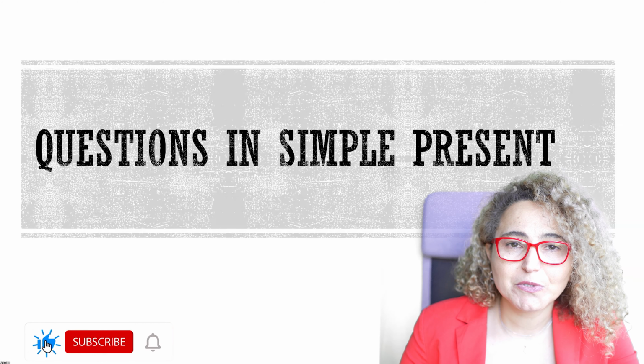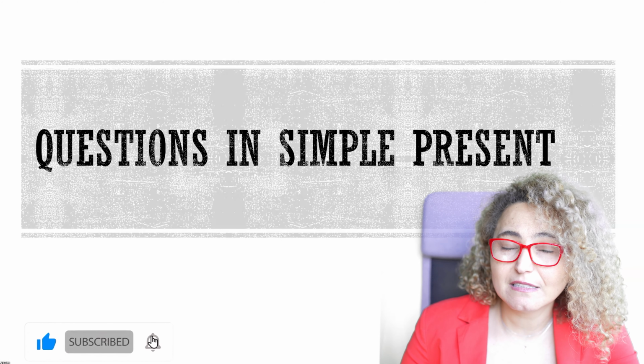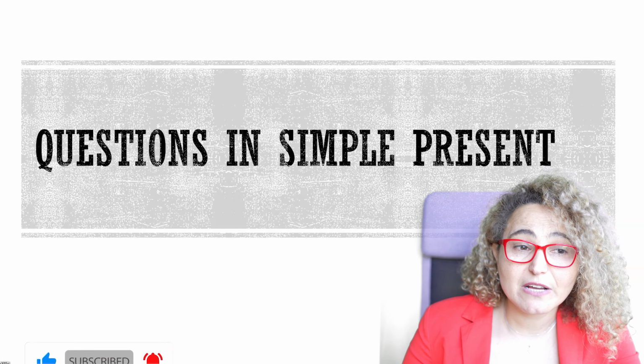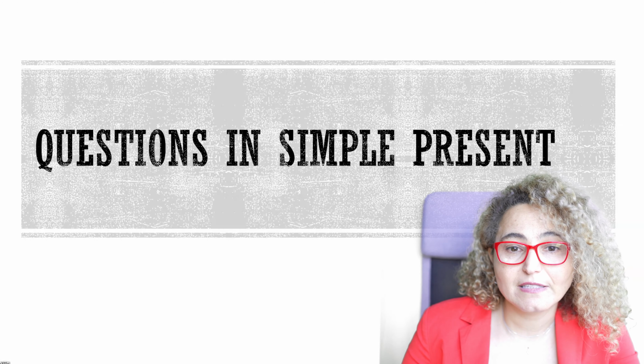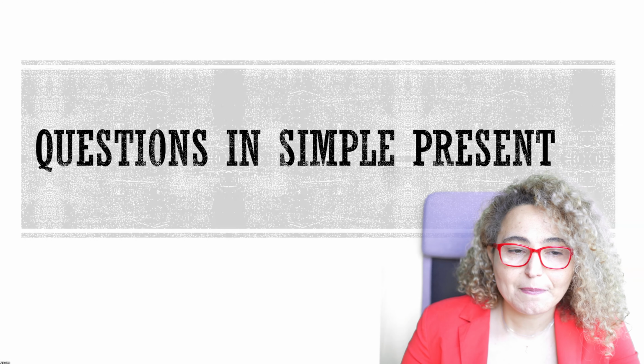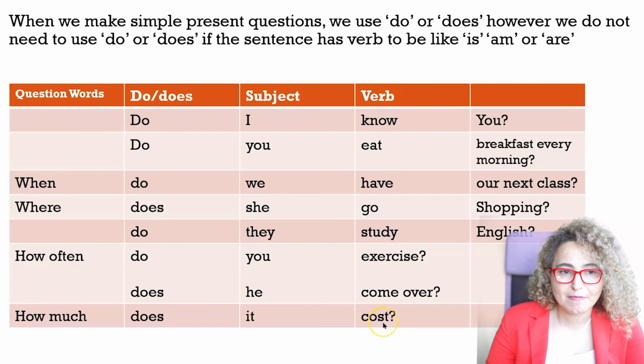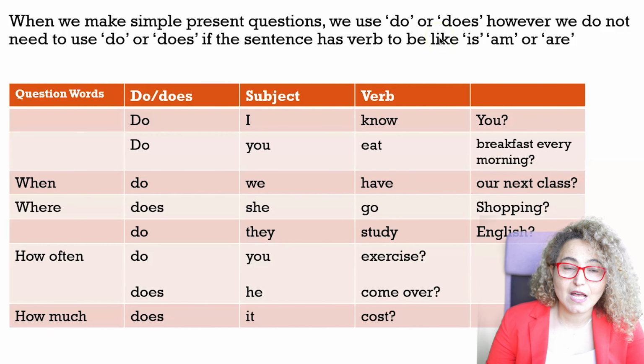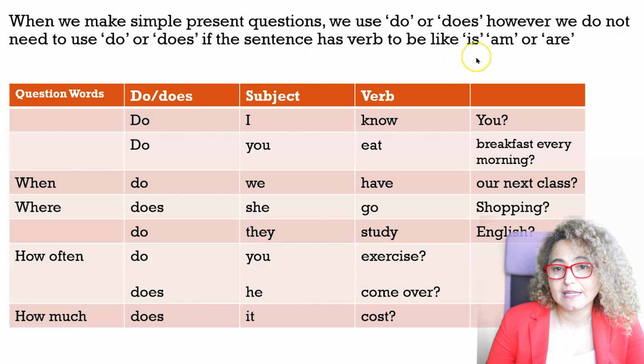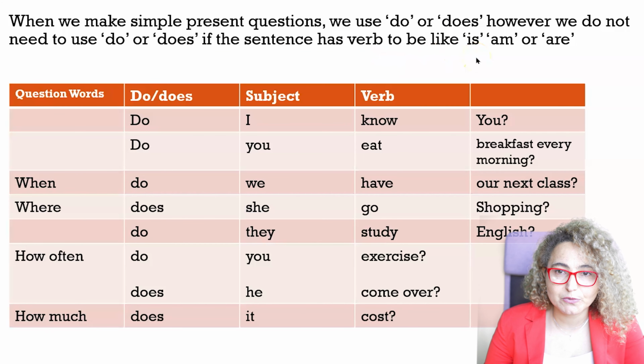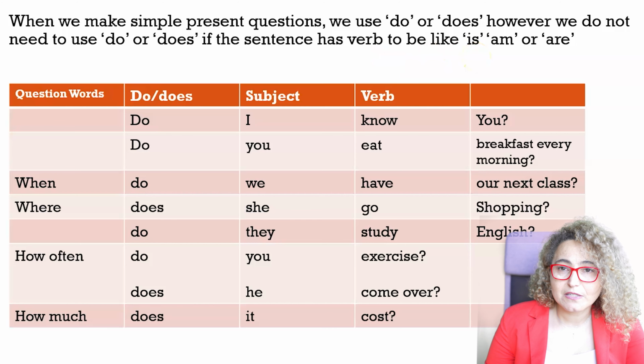Today, we are continuing what we started with our grammar lesson, and today we are going to cover questions in simple present tense. When we make simple present questions, we use do or does. However, we don't need to use them if the sentence has verbs like is, am, or are, which we call verb to be. So I'll give you some examples.